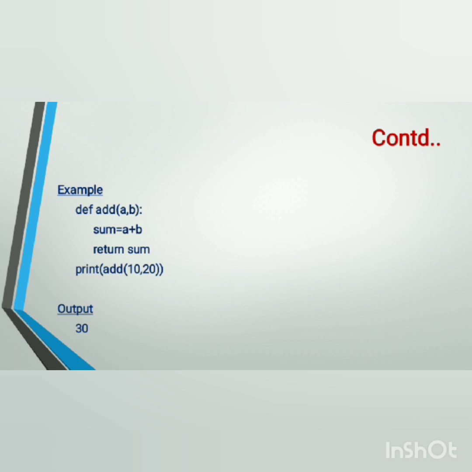What is the function name here? Add. Within this parenthesis I am giving parameters. There are two parameters, a comma b. At the end I am giving a colon. Within this function definition I am writing a set of statements which is used to add two numbers.